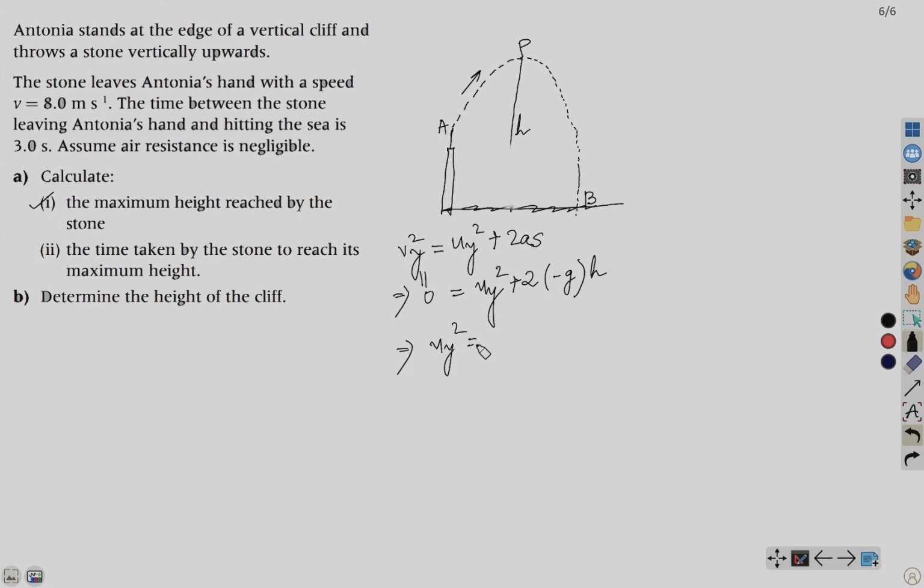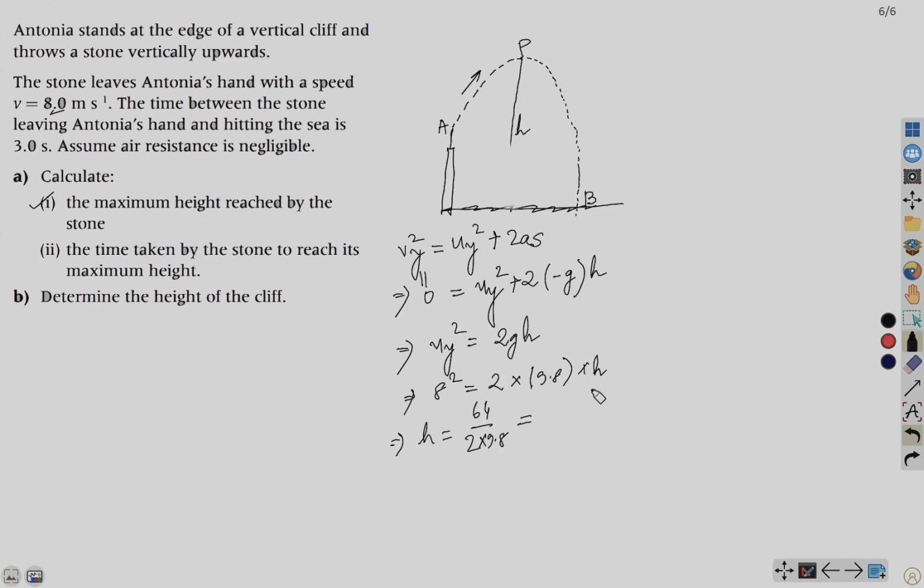So this gives uy square equals 2gh, and we know our initial velocity is given, 8. uy equals 8 square over 2 times 9.8 times h. Simplifying, we obtain, which is approximately, we can say, 3.26 meter. Okay. So this is 1.